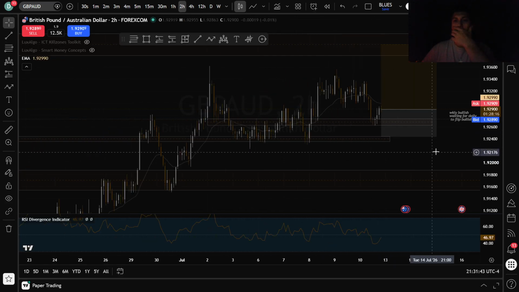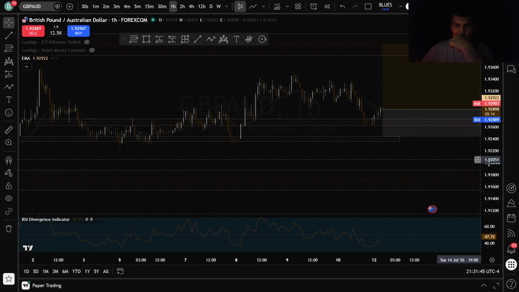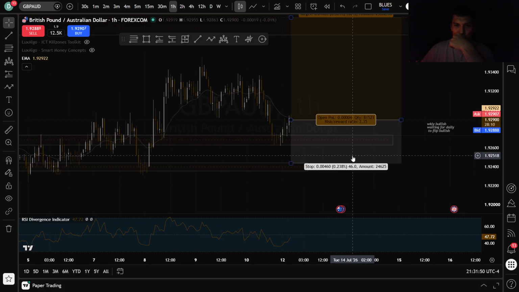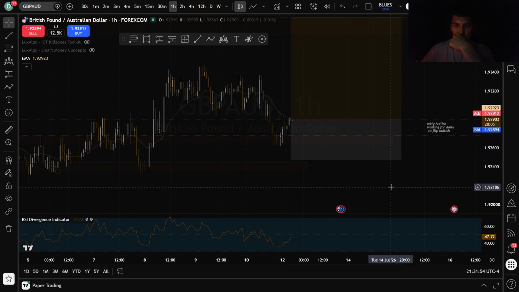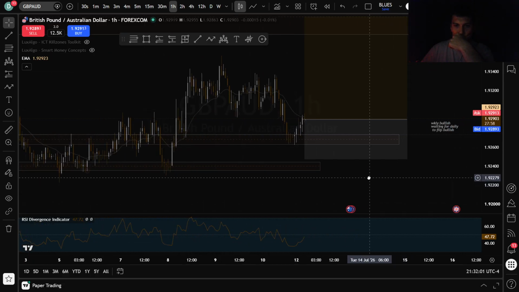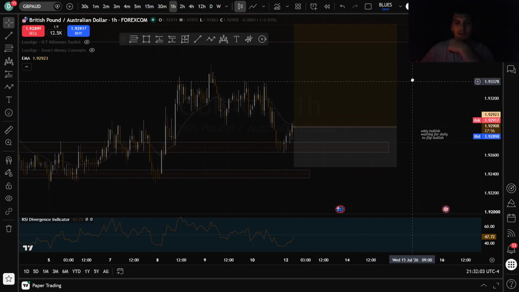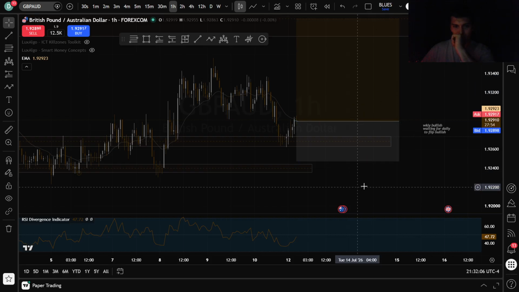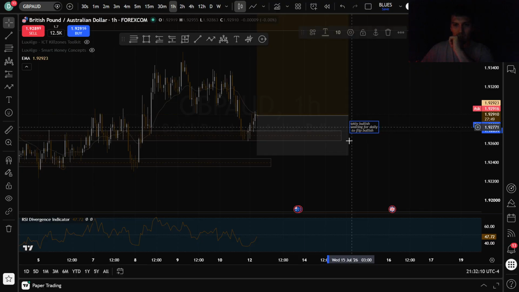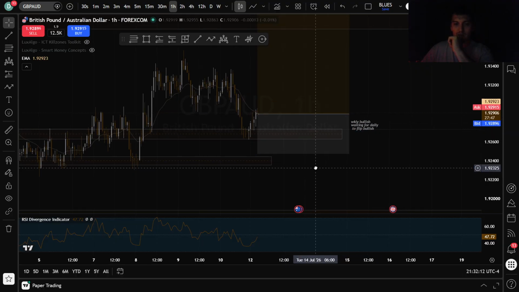Oh man, 2-hour looks really nice. 1 hour looks very, very enticing, dude. I think I'm going to take this trade. I want to wait for the daily to flip bullish, but I feel like this is just a very good opportunity.